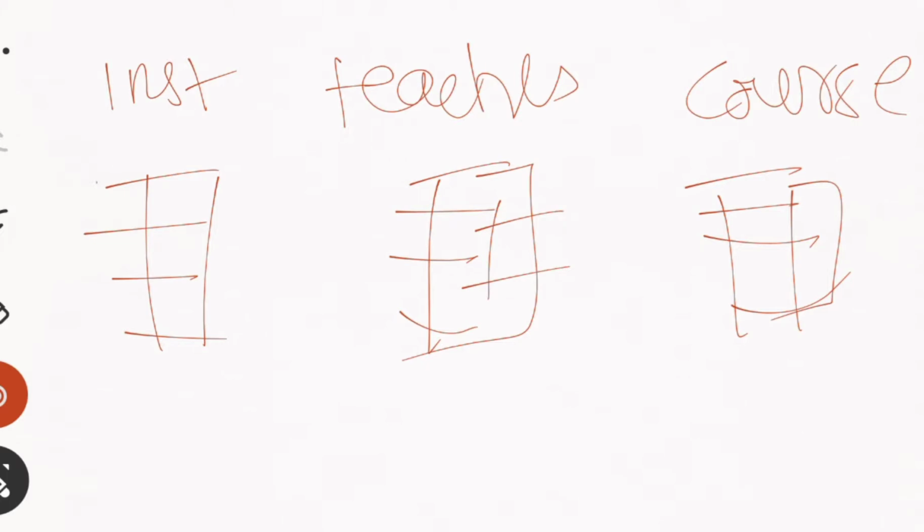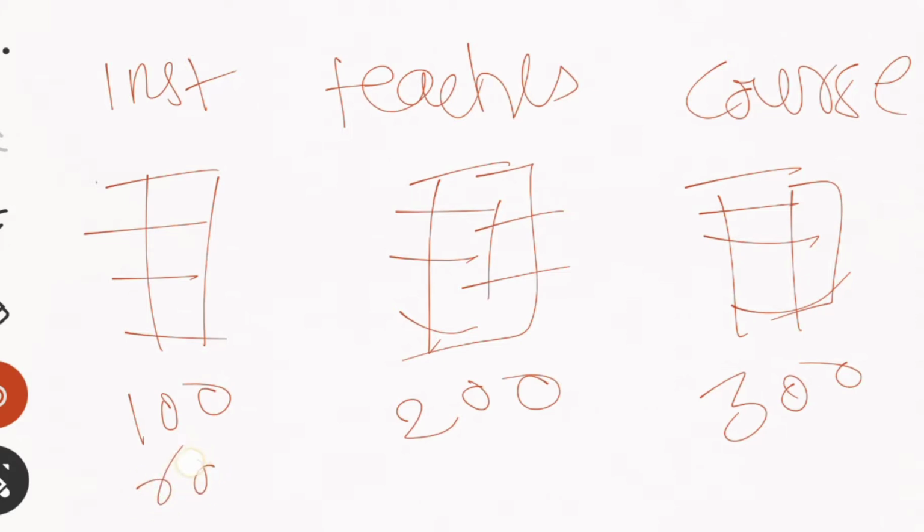Okay, these are the three tables I am having. In the instructor table I have roughly 100 tuples, in teachers I have roughly 200 tuples, and in course I have roughly 300 tuples. Means 300 rows in course, 100 rows in instructor, and 200 rows in teachers. Right, these many rows I am having.